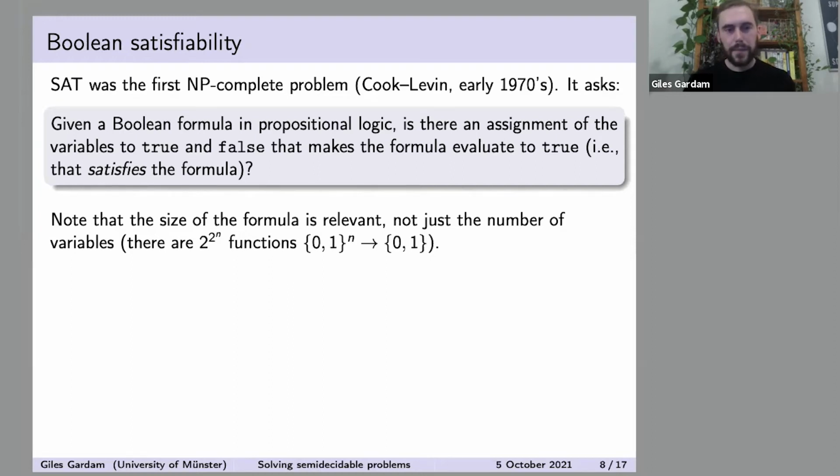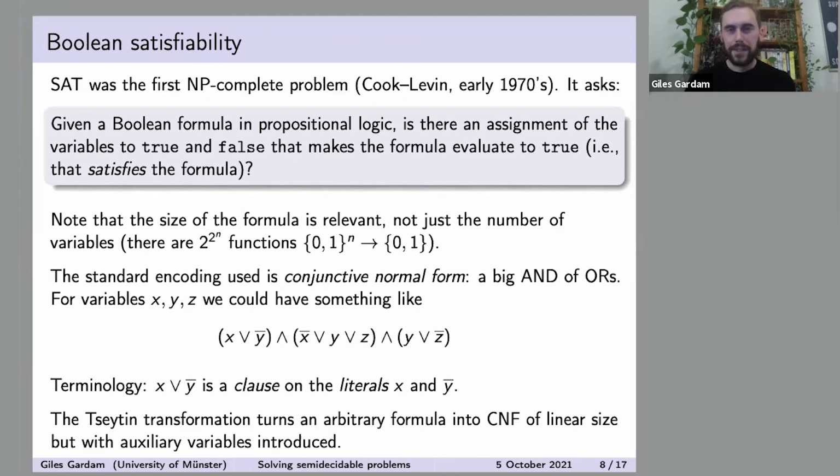Okay. So the standard encoding that we use to express a formula in satisfiability is so-called conjunctive normal form. And conjunction just means and, so conjunctive normal form is just a big and of ors. So if my variables were x, y, and z, I could have something like this expression which just says x or not y has to be true, and not x or y or z has to be true, and y or not z. So this is, of course, very small and easy to answer, and it's of course satisfiable, even just for, I guess, counting reasons.